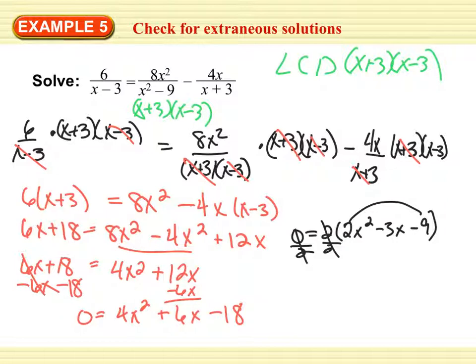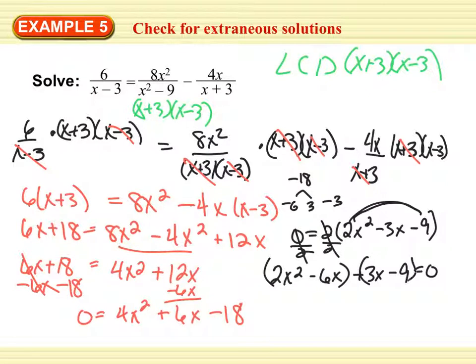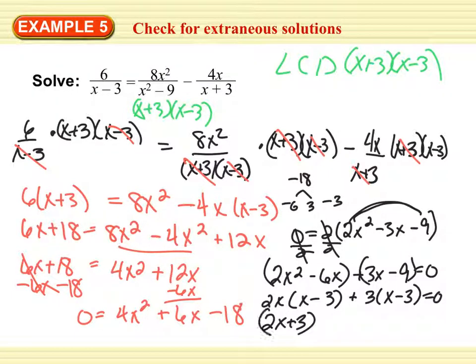I need two things that multiply to negative 18 and add to negative 3. I think 6 times 3, if that were negative 6 and a positive 3, I'd have 2x squared minus 6x plus 3x. I'm going to factor by grouping. Group the first two, group the last two. I take out a 2x and I get x minus 3. And take out a 3 and I get x minus 3. So 2x plus 3 and x minus 3.